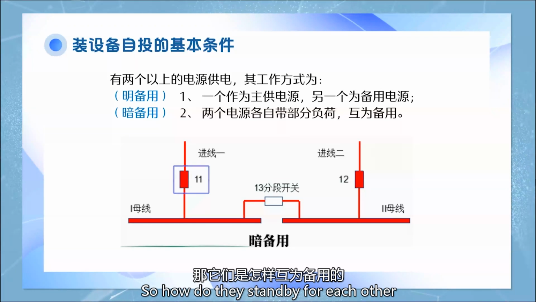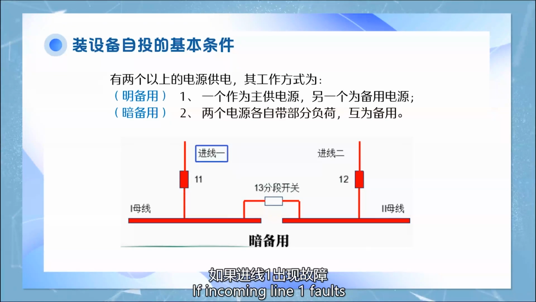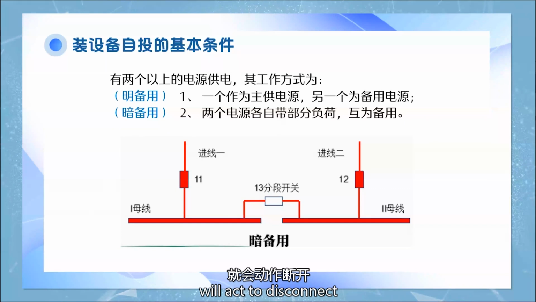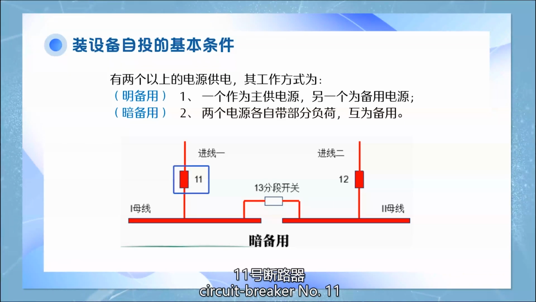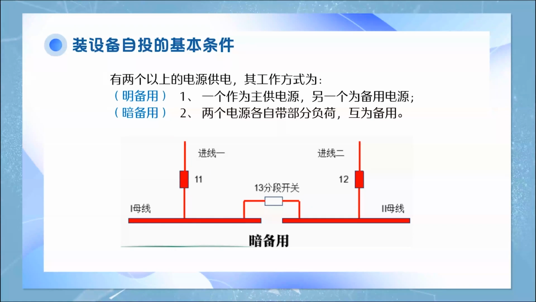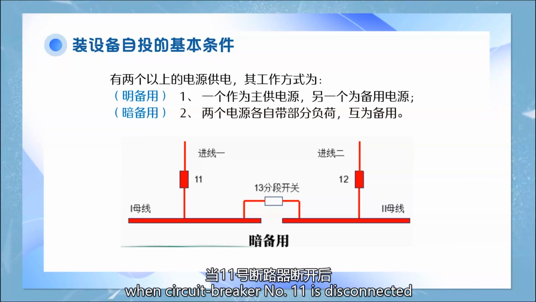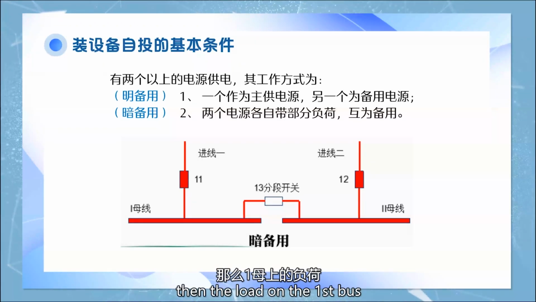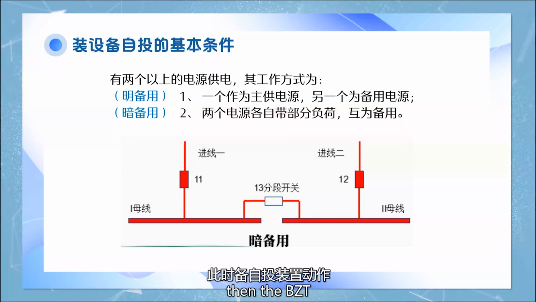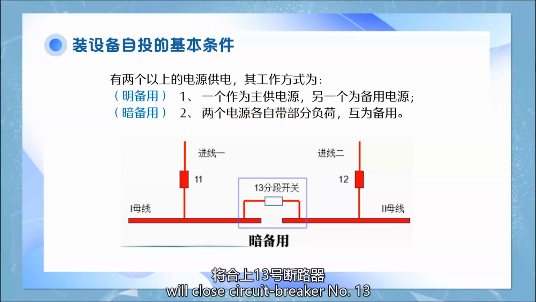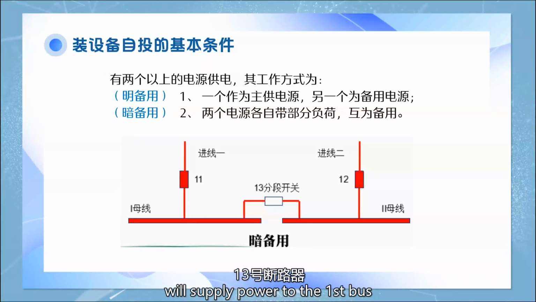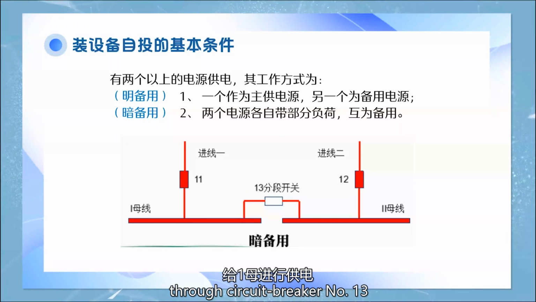So, how do they stand by for each other? If incoming line 1 faults, the protective device of incoming line 1 will act to disconnect circuit breaker number 11. When circuit breaker number 11 is disconnected, the first bus will lose voltage. Then, the load on the first bus will lose power. Then, the BZT will close circuit breaker number 13, and the second bus will supply power to the first bus through circuit breaker number 13.